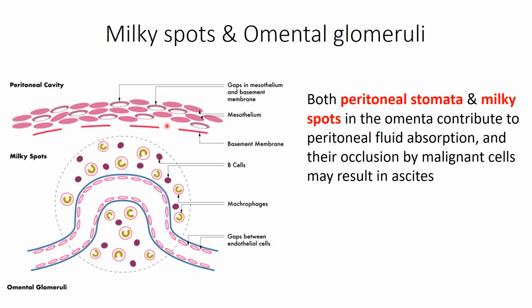So this portion is more porous to macrophages and other nomadic cells, and these peritoneal stomata as well as the milky spots in the omentum contribute to the absorption of the peritoneal fluid, and when they are occluded by malignant cells, ascites occurs.